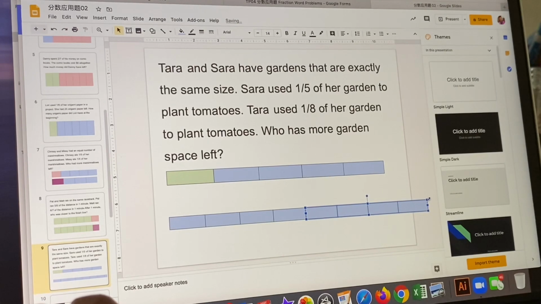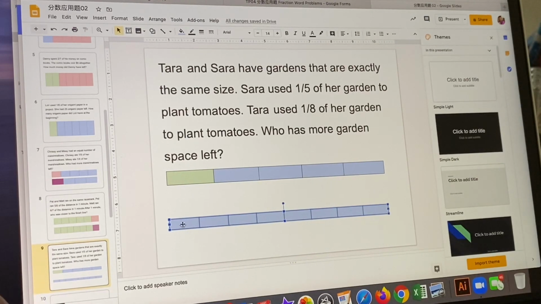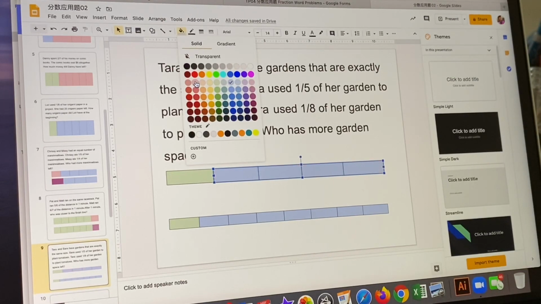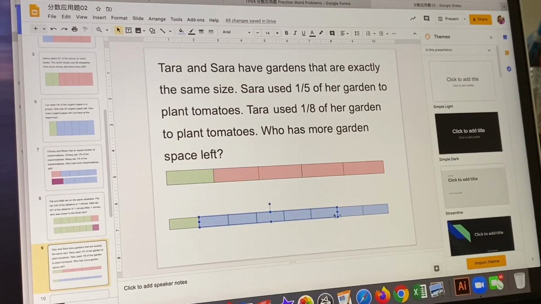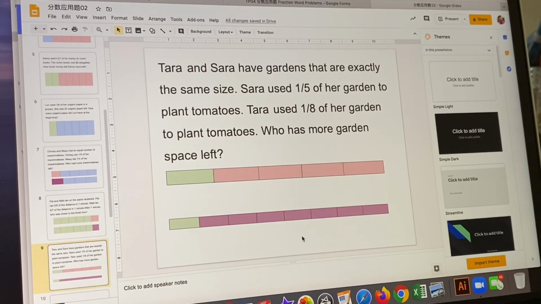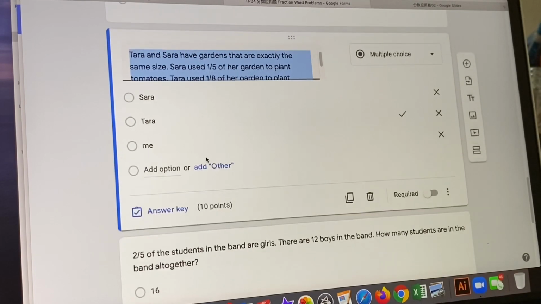this is 1/8. And they must be the same length. And Tara used 1/8. So shall we write Sarah and Tara? This is green. Planted something, and how much Sarah has left is pink. How much Tara has left is dark. So of course Tara has more left. So the result is Tara. Tara, yes.